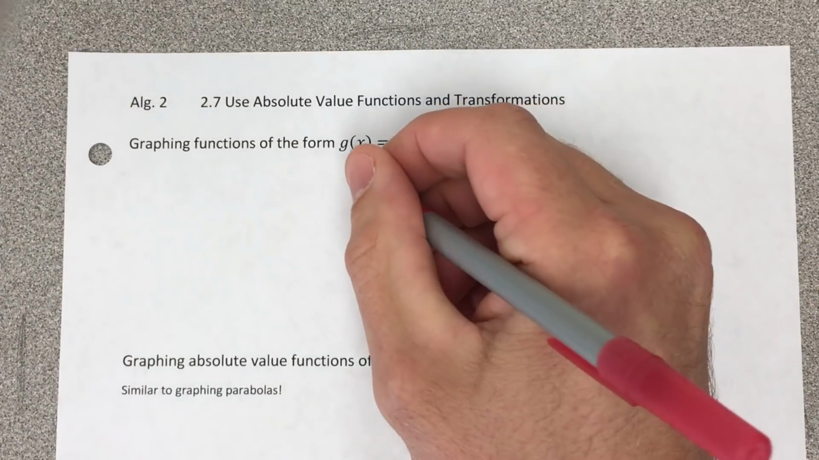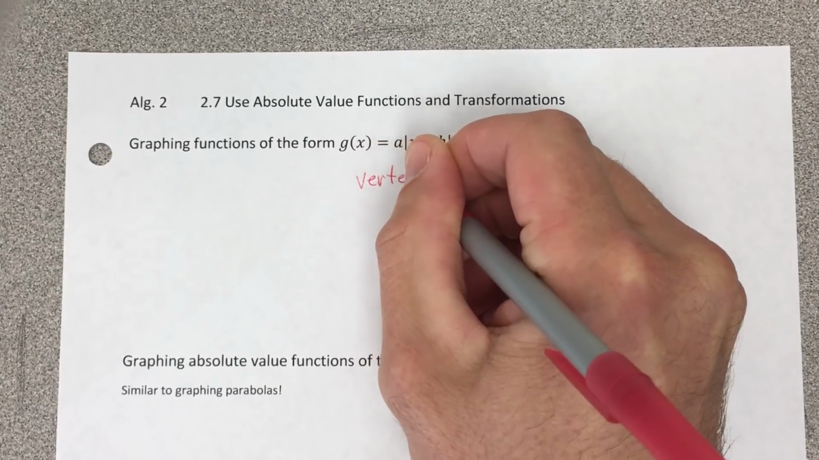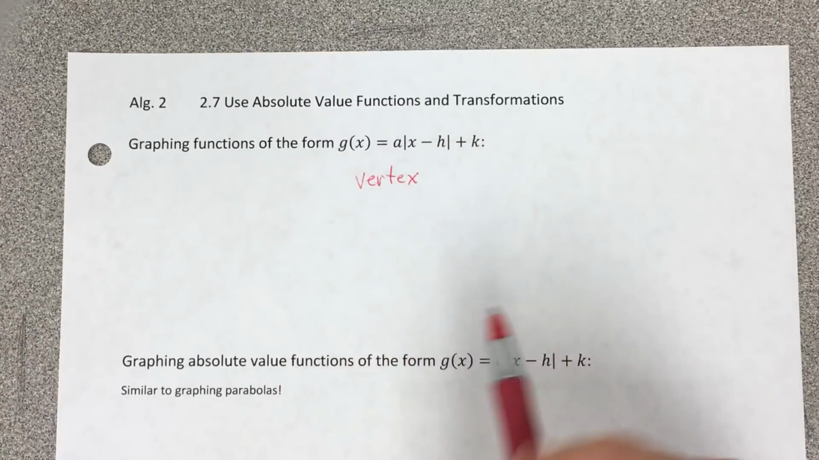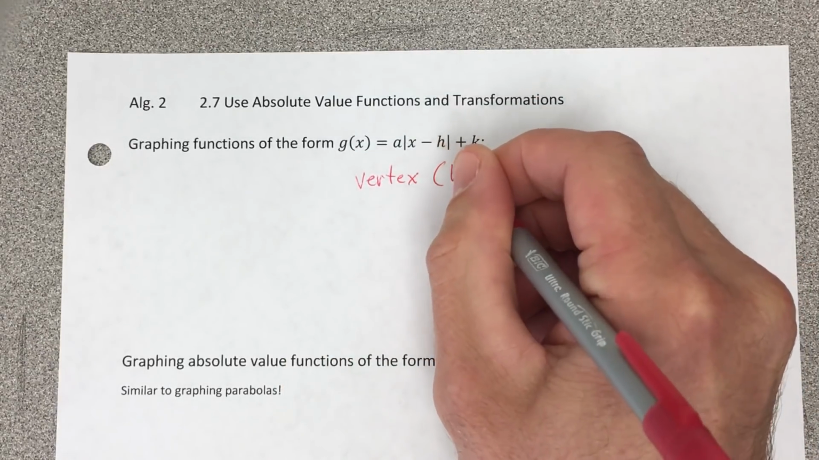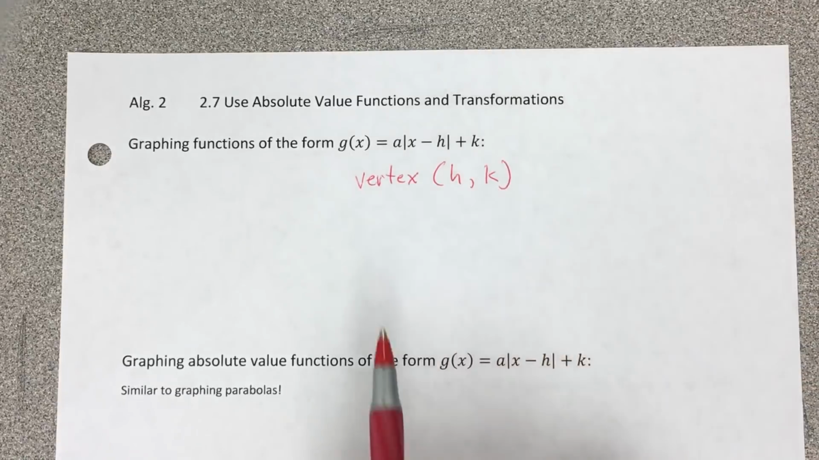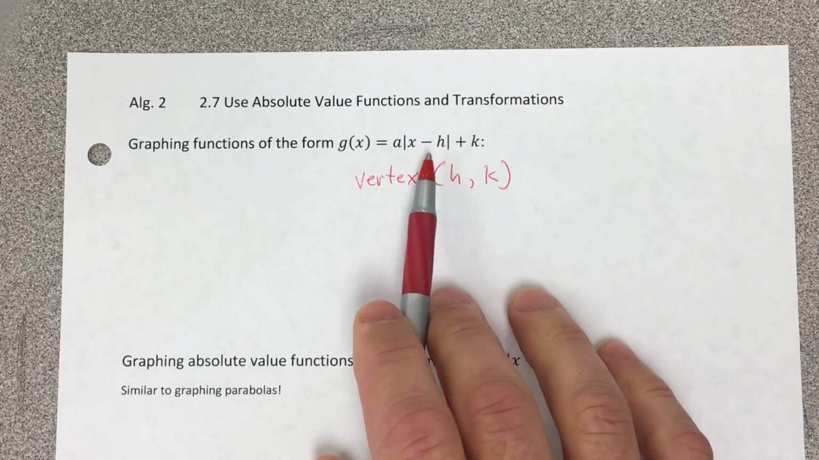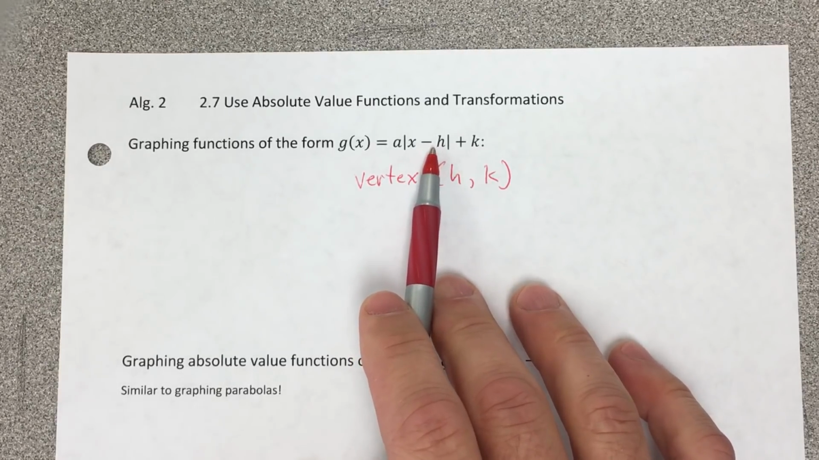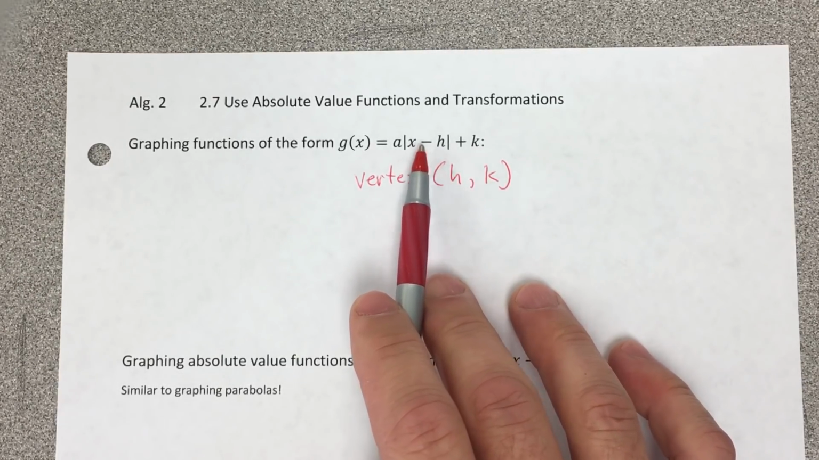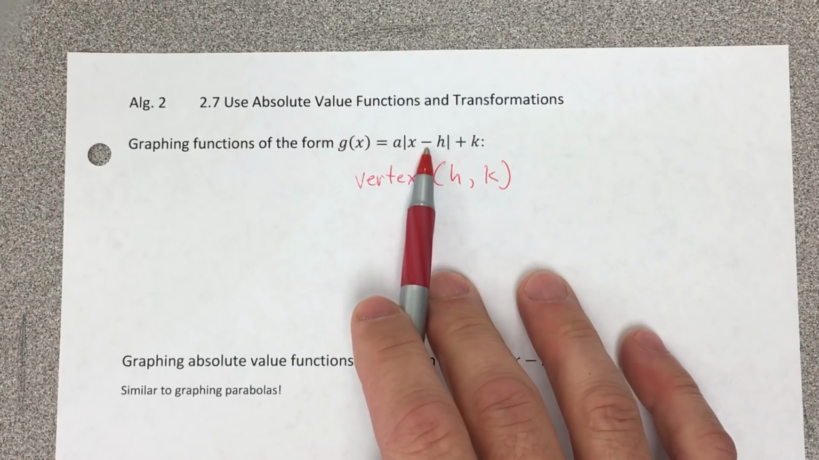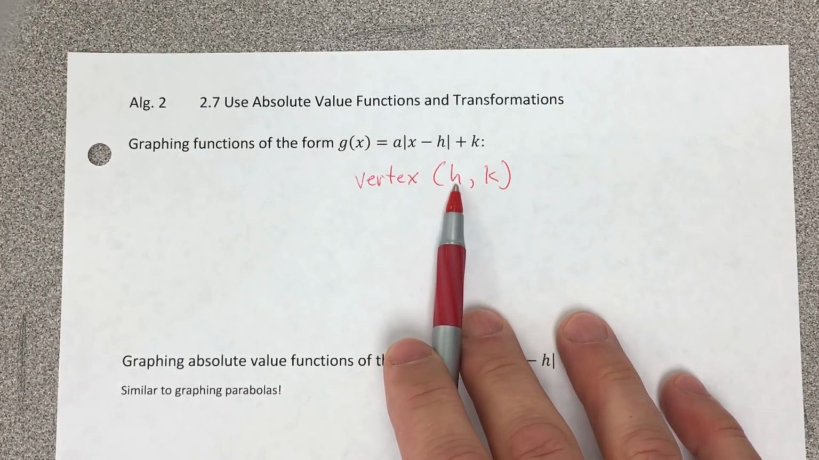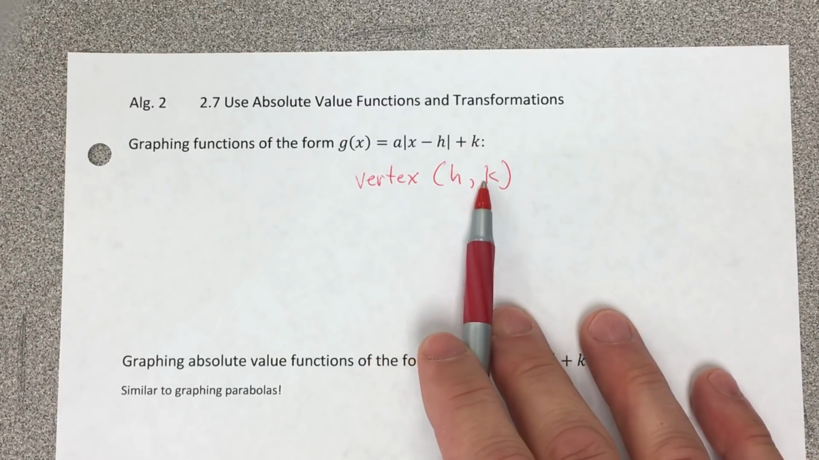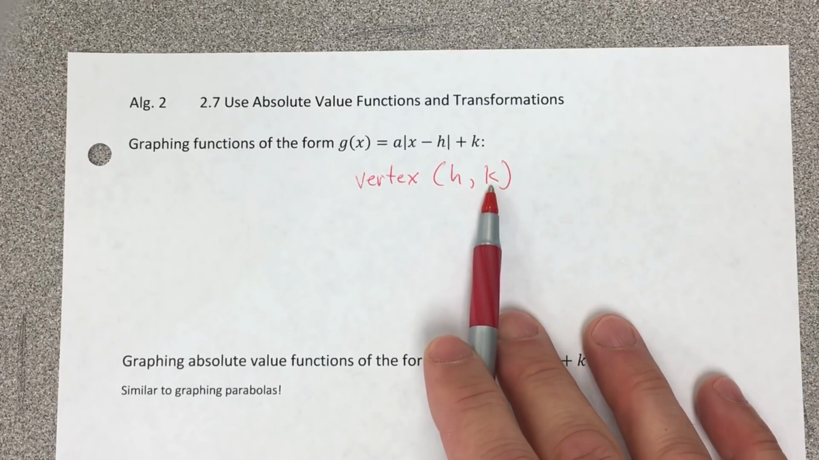It turns out that the vertex of an absolute value graph that's in this format is going to be found at (h, k). The reason why is because if you add or subtract on the inside of the absolute value, the shift is the reverse of what you'd think. So they put a minus h here, but our vertex is going to be at the positive. If it was positive, it would be at the negative. But the k just moves the graph up, so our vertex is moved up k.